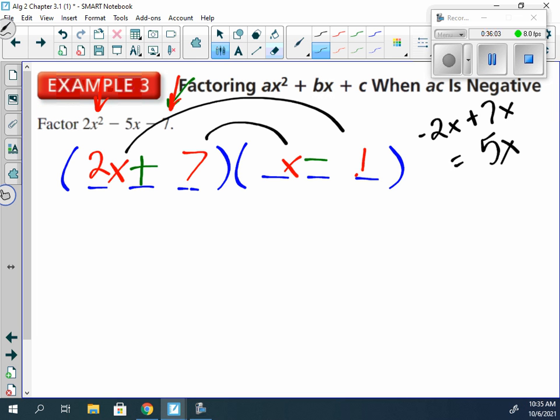Because we got the correct number but the wrong sign. So what's the easiest way to fix that? Switch the signs. Because I can make that plus and make this negative. Since we switched the signs here, I'll go on and finish this out. This is positive and this is now negative, because 2 minus 7 would be negative 5.